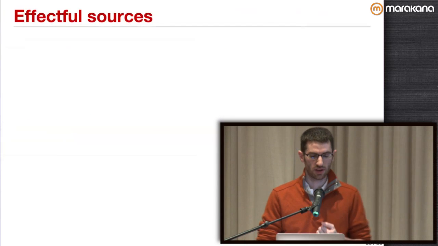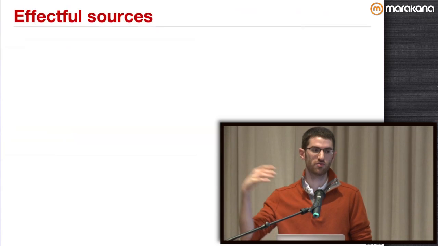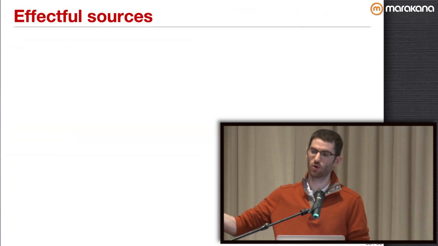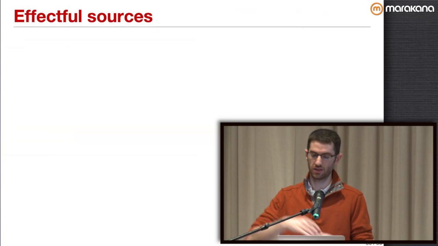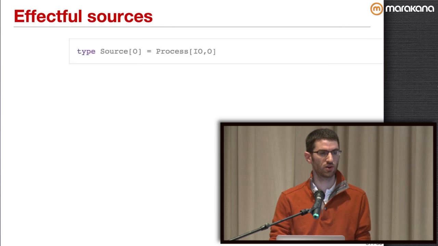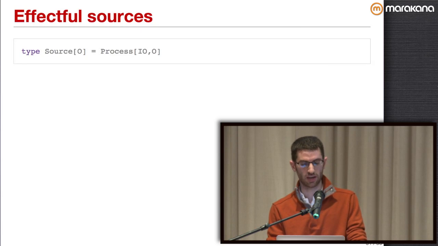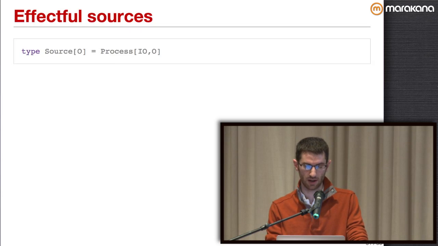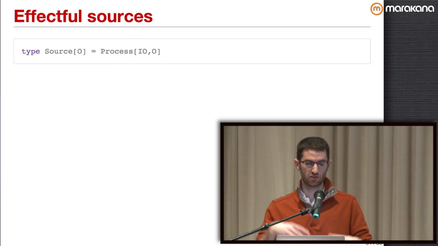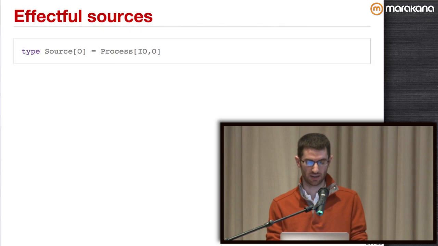Let's look at how we can represent effectful sources like the lines of a file or a stream of HTTP requests or a stream of rows coming from a database. It turns out that if we just let the F type of our process be some monad, like let's just pick the I/O monad, then you can think of that as a source of values. I'm going to explain how this works.